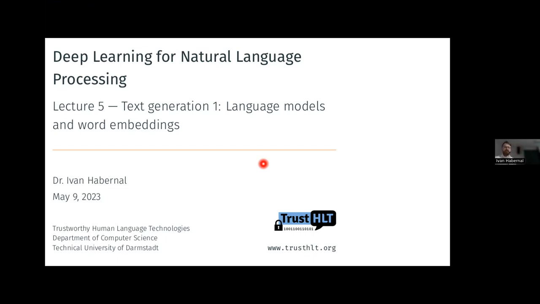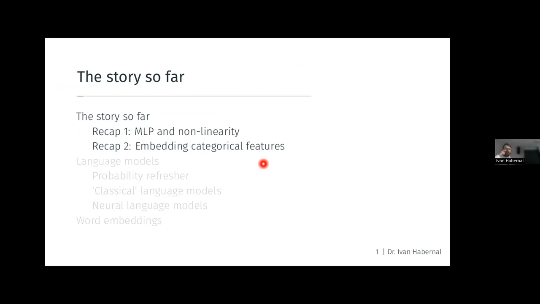Great. Today's lecture is entitled Text Generation, Language Models, and Word Embedding. So far we have been considering text classification, and now we're moving to text generation, but the boundary is not really that sharp. The story so far: last time we talked about non-linearity and the multilayer perceptron, and also how to embed categorical features. We're going to spend a little bit of time on that, because it's really central to deep learning and NLP.